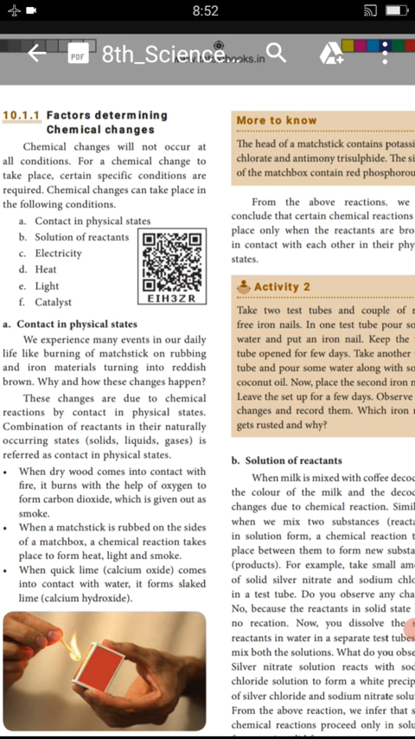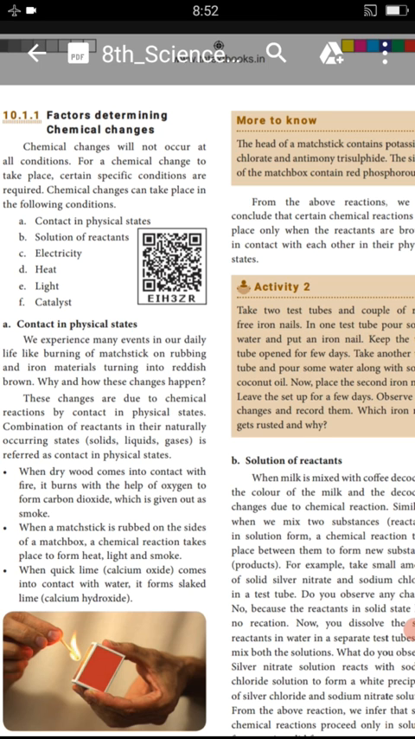The first one is contact in physical state. Burning of a matchstick on rubbing, and iron material turning reddish brown. These changes are due to chemical reactions by contact in physical state. Some examples are given in our book. When dry wood comes into contact with fire, it burns with the help of oxygen to form carbon dioxide, which is given out as smoke.